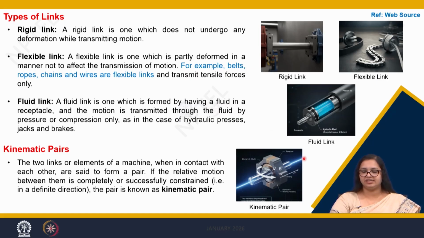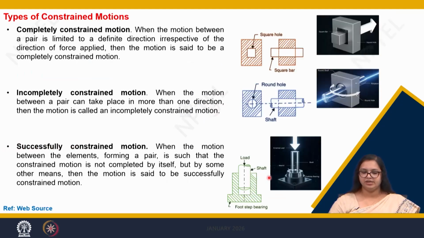Here, as an example, you can see there is an element A, a shaft, and an element B, a bearing housing. These two links together, the shaft and the bearing housing, make a kinematic pair. Now, when we talk about kinematic pairs, let us understand the different types of motion, or more specifically the constrained motion, that they have with each other.